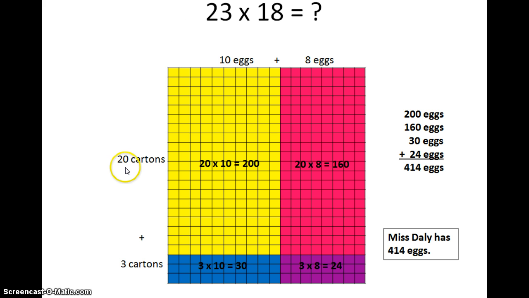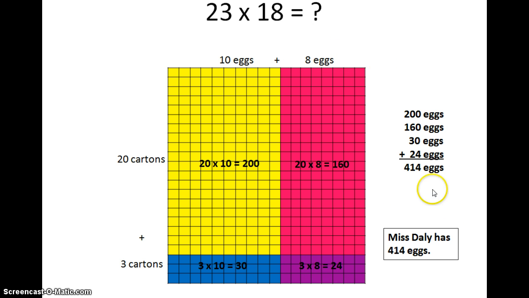We have 20 cartons times 10 eggs. 20 times 10 is 200 eggs. Then we have 20 cartons times 8 eggs. 20 times 8 is 160 eggs. Then we have 3 cartons times 10 eggs. 3 times 10 is 30 eggs. And lastly, we have 3 cartons times our 8 eggs. 3 times 8 is 24.